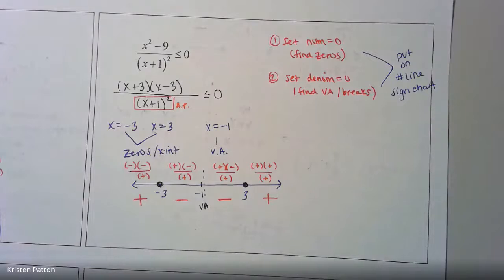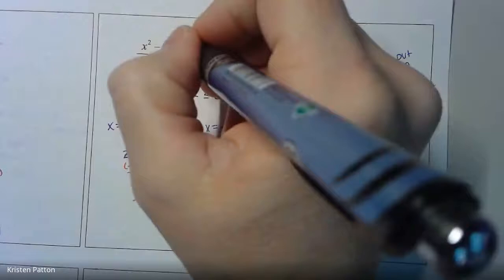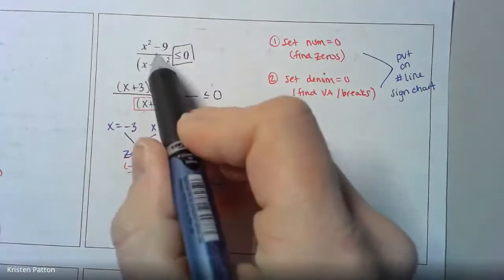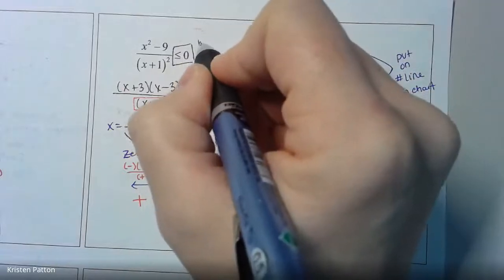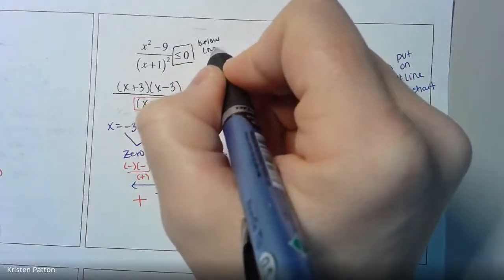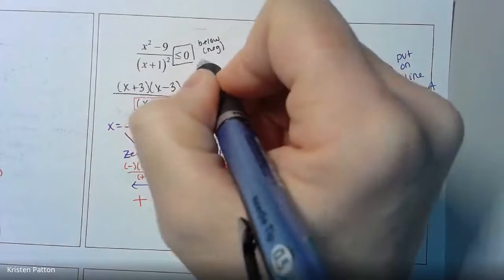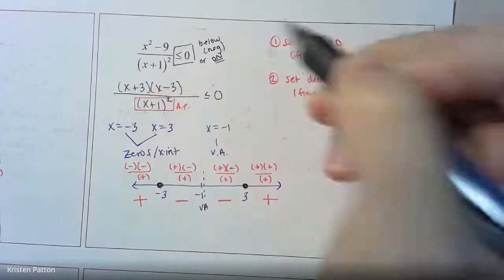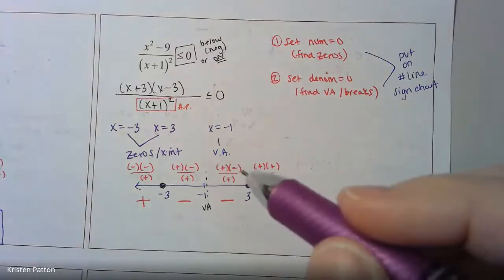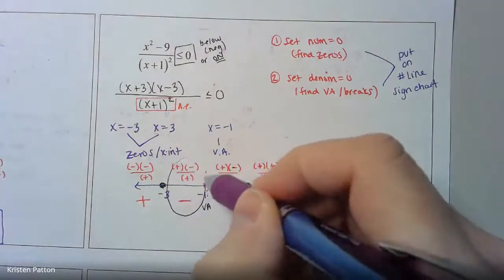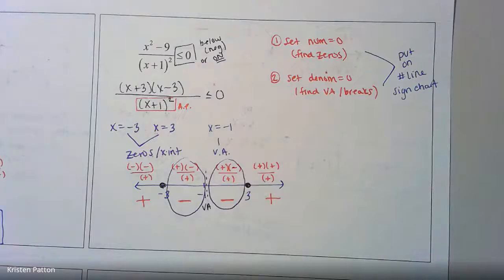All right, so we're ready to answer the question. And the question from the very beginning is, when is this graph less than or equal to 0? So below or on the x-axis, which just means I get to include my zeros. So below would be here and here.